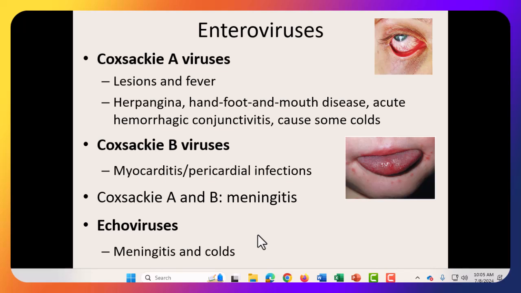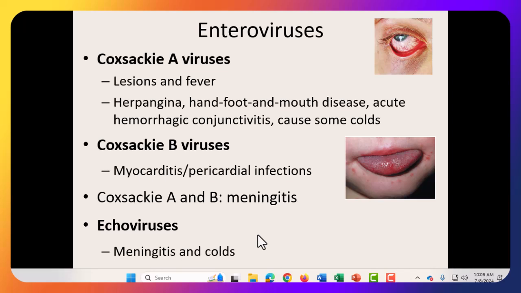B viruses, again, they're still in the same group, but these generally affect the heart. So they can cause myocarditis and pericardial infections. I was going to say she's a coworker, but she absolutely thought she was having a heart attack. Ton of pain in the heart, lots of pressure in the heart. Went in, and they're just like, oh no, you just have a mild case of myocarditis. It's just caused by like a cold type virus. She had a Coxsackie B virus.